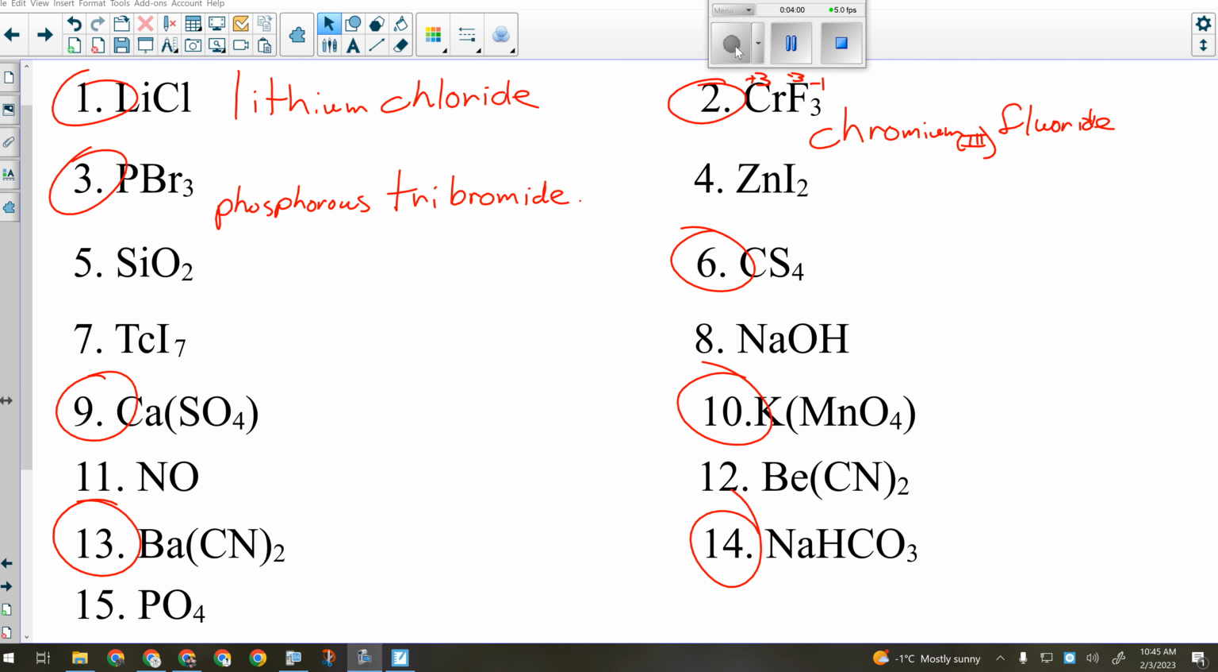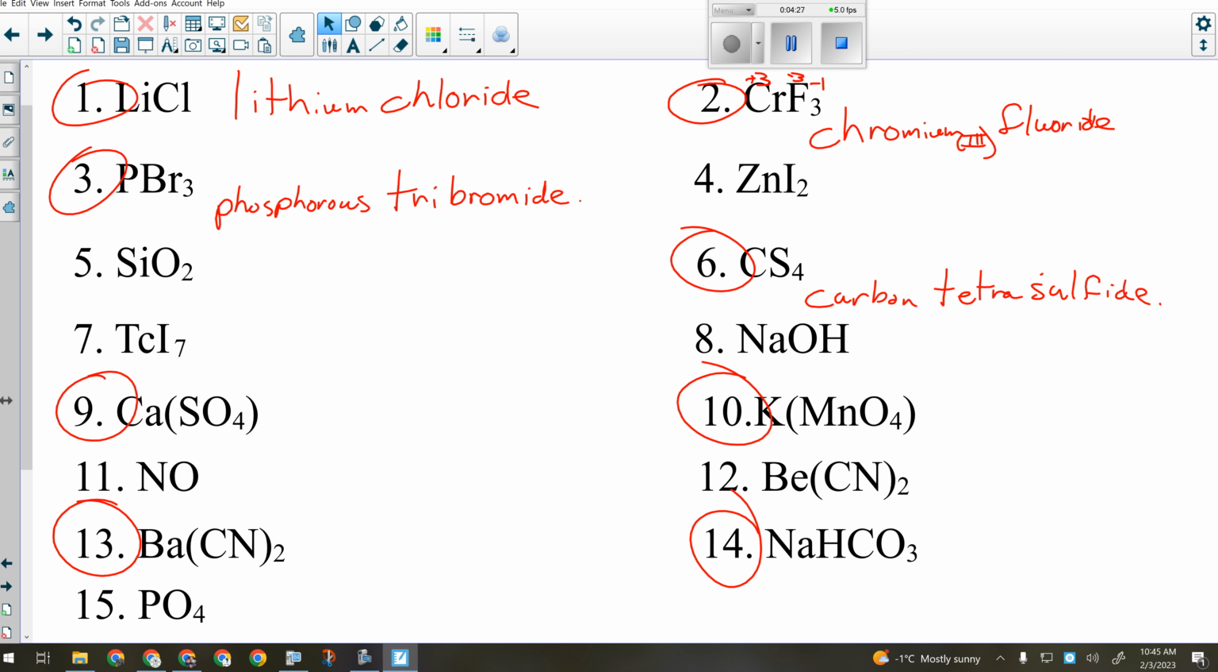So for number 6, ionic or molecular? It's molecular. It's 2 nonmetals. Carbon's a nonmetal, sulfur's a nonmetal. So if I'm writing the name for this, I write carbon. I don't need a prefix because there's only one, and then I need the prefix for 4, tetrasulfide. Carbon tetrasulfide for that one.